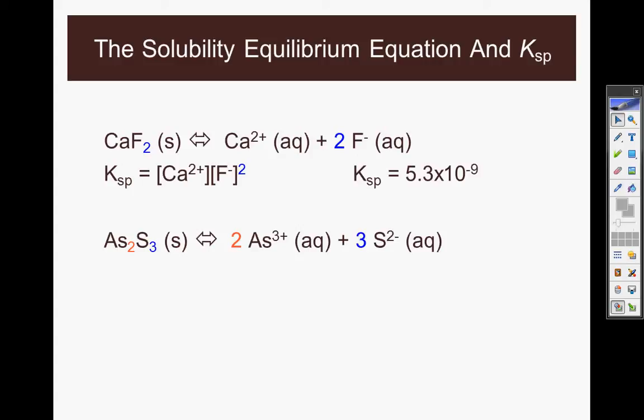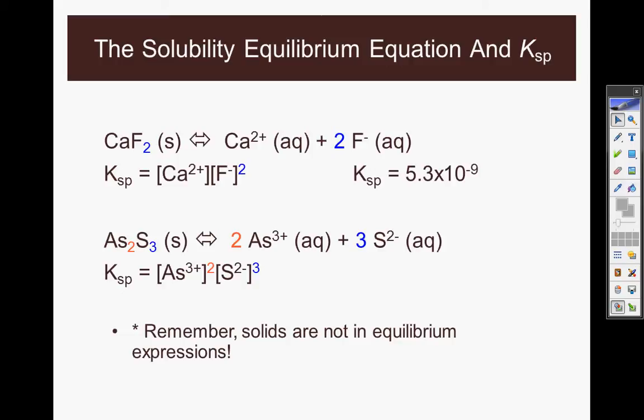For the next one, I have it written down for you as well. Ksp is the concentration of As3+. What's As? Arsenic. Is it poisonous? Yes. Where do you use it? Rat poison. Good. At least you know something. And times the concentration of sulfide to the third. Does that make sense? Is that pretty easy? See how that works? Okay, good. I put little colors on there to make it easier for you.